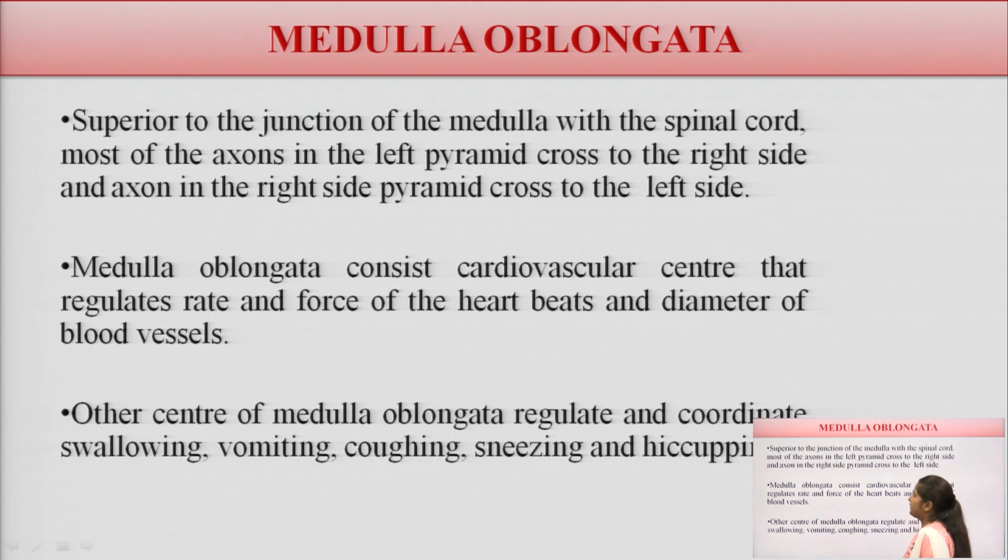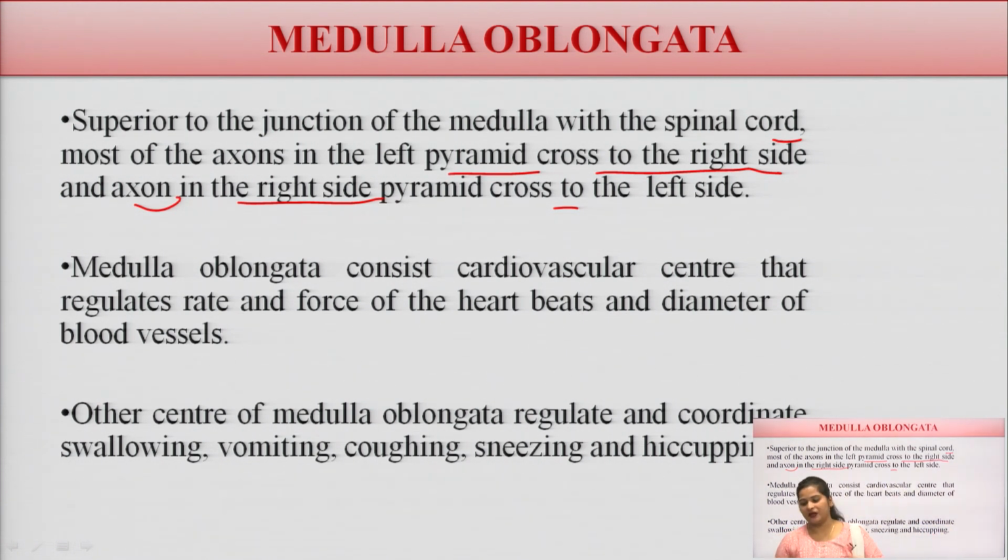Now, superior to the junction of the medulla with the spinal cord, most of the axons in the left pyramid cross to the right side, and axons in the right pyramid cross to the left side. Okay, that means at this junction of the medulla with the spinal cord, most axons of the left pyramid cross to the right side and the axons of the right pyramid cross to the left.